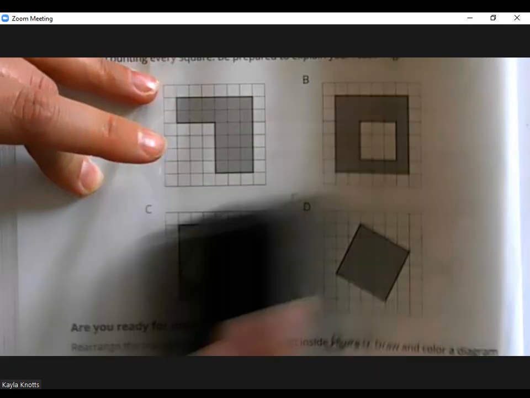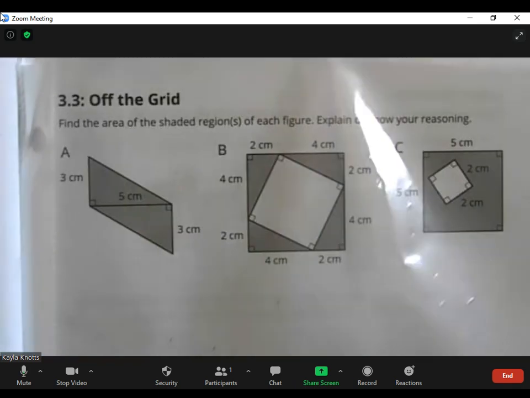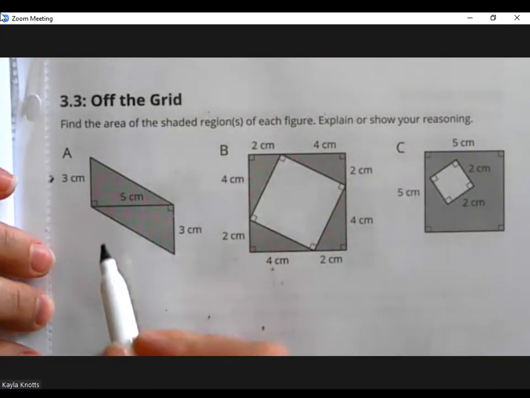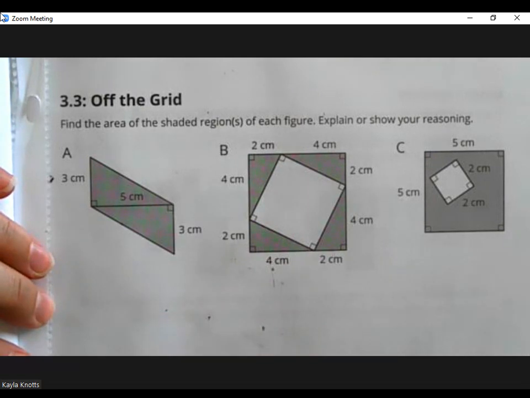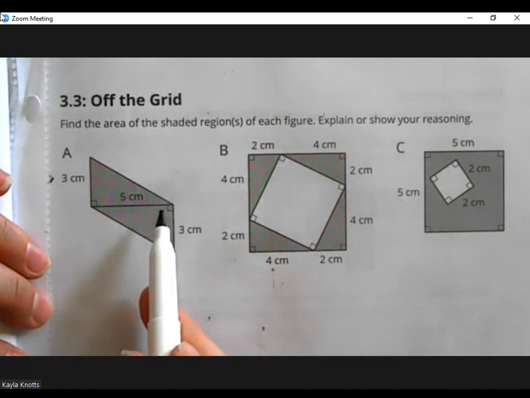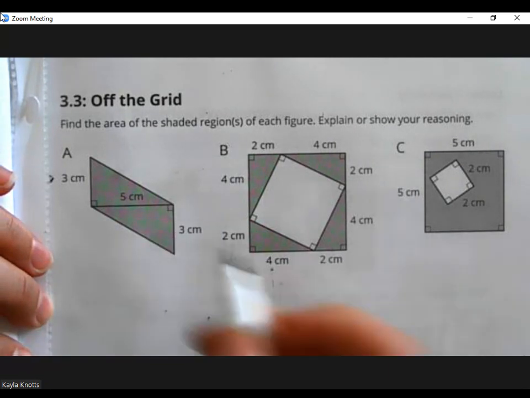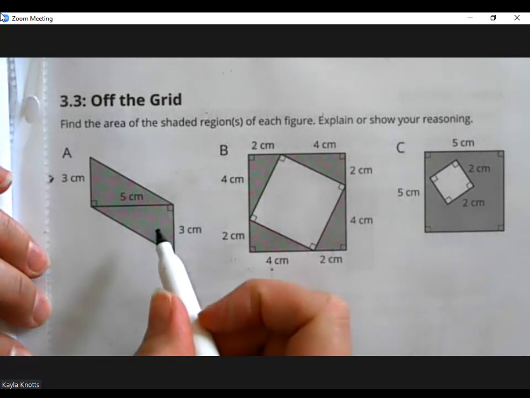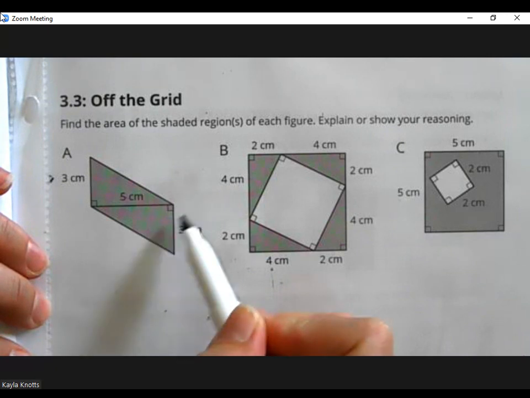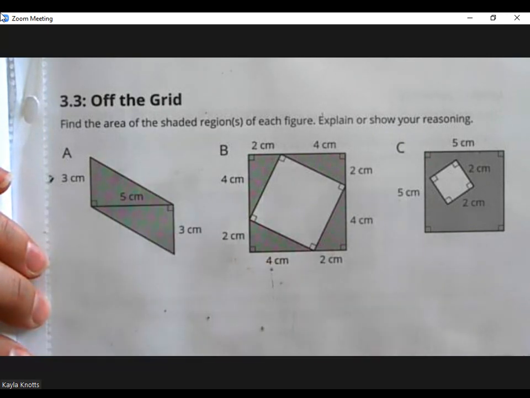Okay, so to change it up just a little bit, we're going to add numbers. So before we just had grids, now we're going to add numbers. Same thing, guys. Now, you see here we have a parallelogram. But the good thing with the parallelogram is it's already split for you. And it's split into what? 2 triangles. Good. So I know that if I cut this triangle off here and bring it up here, now I'm left with a rectangle.